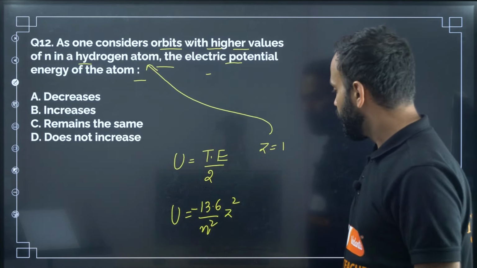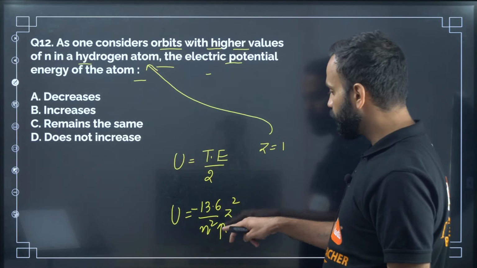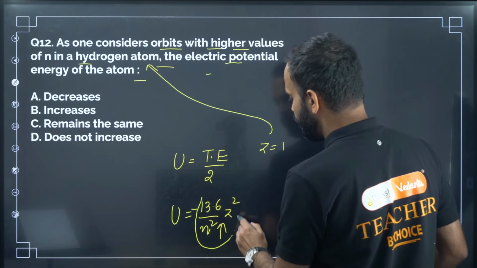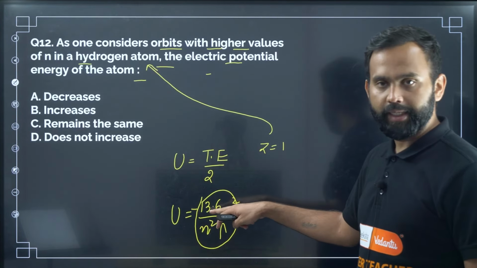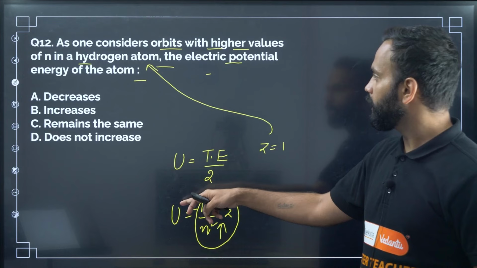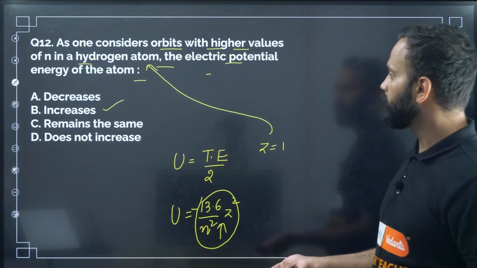n square. So as the value of n increases, what happens? The magnitude of this will decrease, but the negative sign is there, so the potential energy will increase. The correct option is B. Potential energy will increase.